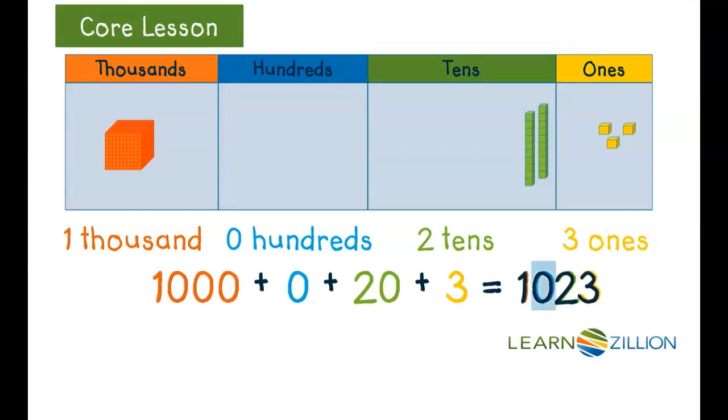Now notice there's a 0 in the hundreds place. That 0 is so important because it tells me that I have 0 hundreds. And if it weren't there, it would be the number 123, which is much smaller than the number I actually have, which is 1,023.